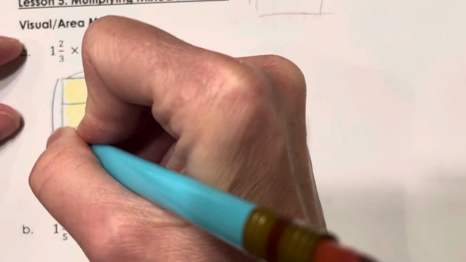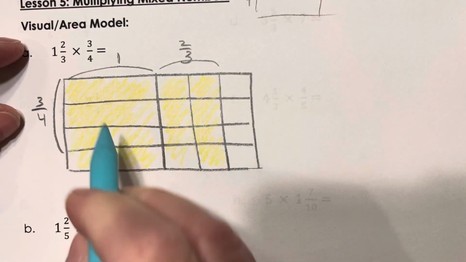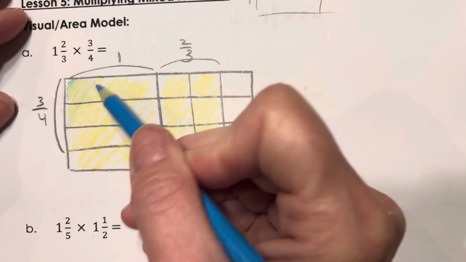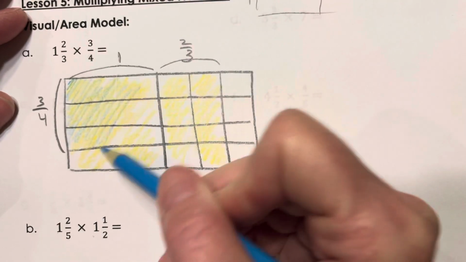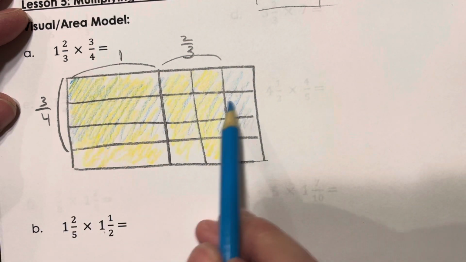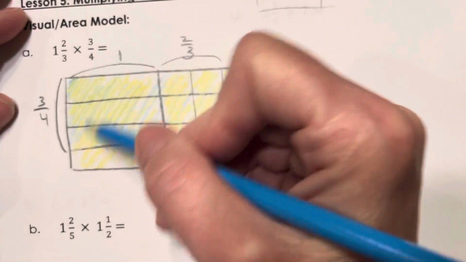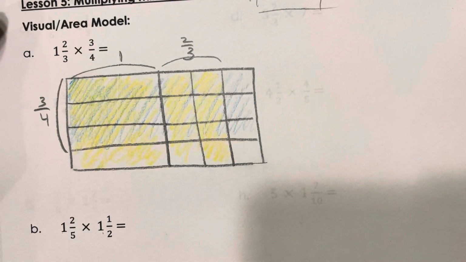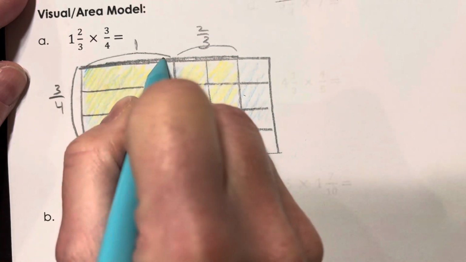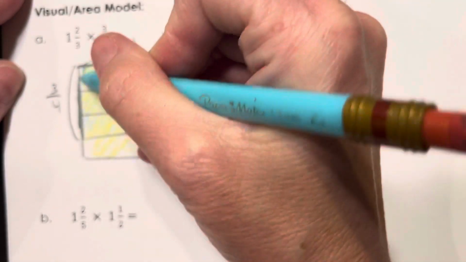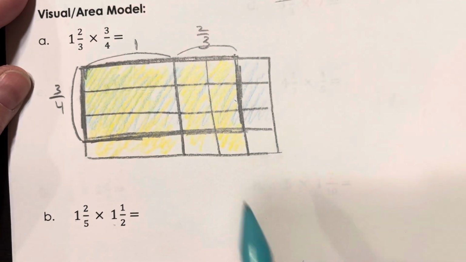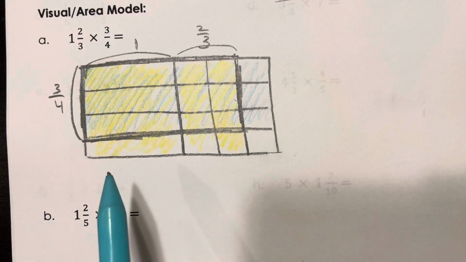And I only need 3 of those 4 pieces. So I'm going to go ahead and shade 3 of the 4 pieces. 1, 2, 3. Okay. So when we look at what's shaded here, or double shaded, this is the 2/3, that's that side length. This is the 3/4. And we know we're dealing with a rectangle here. It's an area model. So my answer lies in here, right?